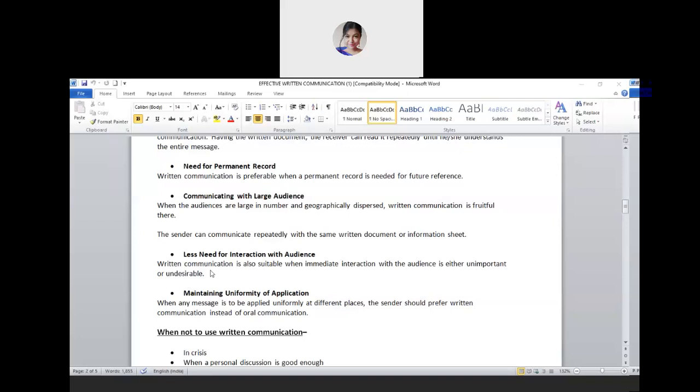Next is maintaining uniformity of application. Now, this is also another very important part of written communication.